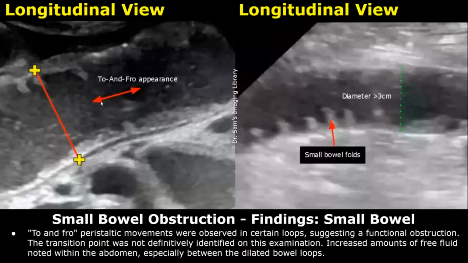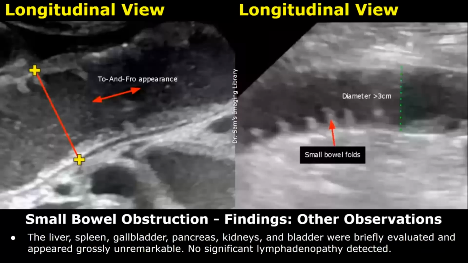To and fro peristaltic movements were observed in certain loops, suggesting a functional obstruction. The transition point was not definitively identified on this examination. Increased amounts of free fluid noted within the abdomen, especially between the dilated bowel loops. The rest of the scan was unremarkable.